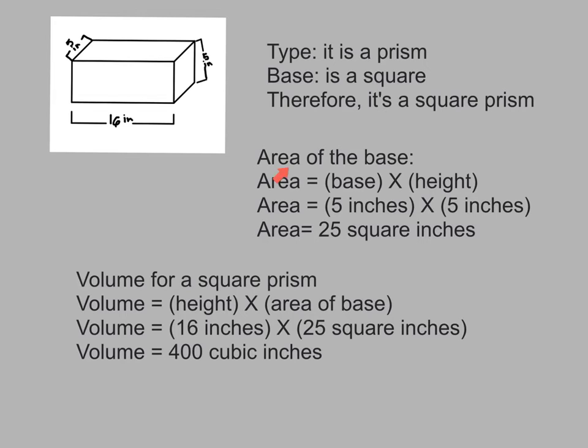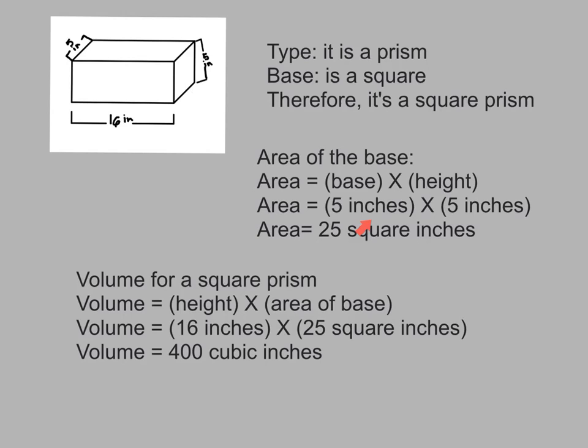So now when determining the area of the base, we need to use the area formula for a square, which is base times height. Our base is going to be 5 inches. So we put 5 inches. And our height is also 5 inches. Even though they are on two different planes, the bases are equal to one another. Therefore, the height is 5 inches, and this width or base is also 5 inches on this one.